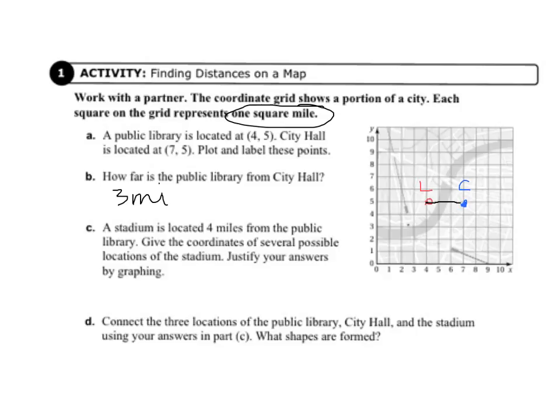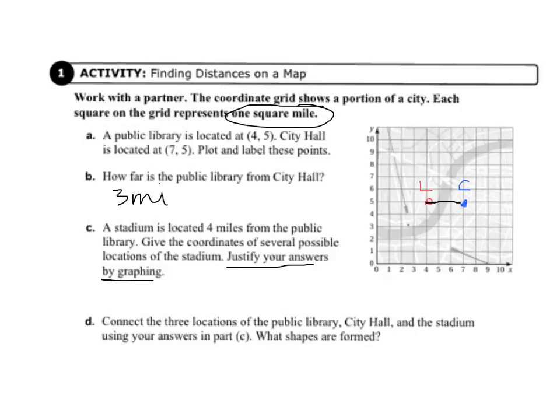Letter C says a stadium is located 4 miles from the public library. Give the coordinates of several possible locations of the stadium and justify your answers by graphing. So we just need to make some possible places where the stadium could be. They need to be 4 miles from our red library dot. So anything that's 4 spaces away from the library is a good location for the stadium, because it doesn't tell us which direction it needs to be.